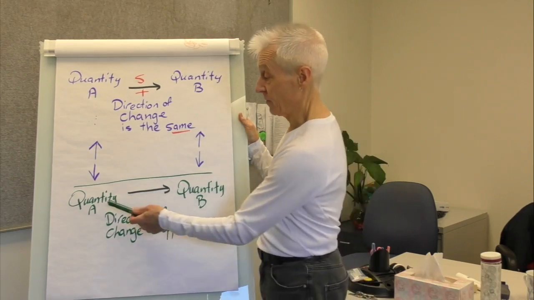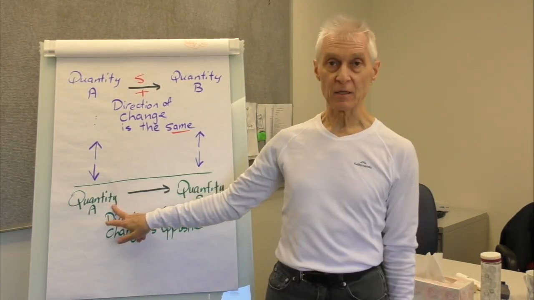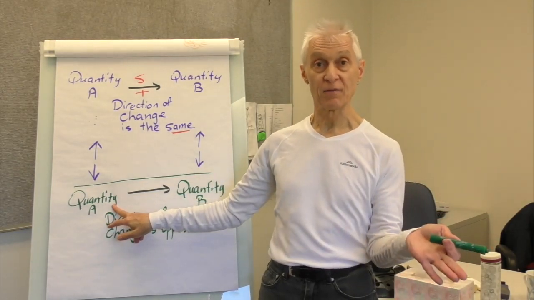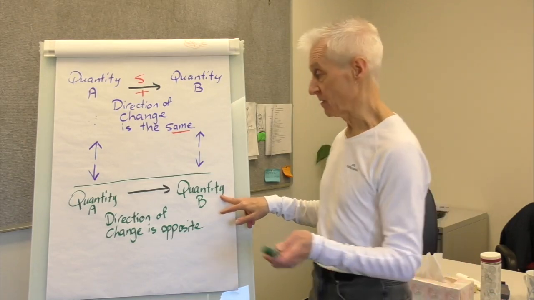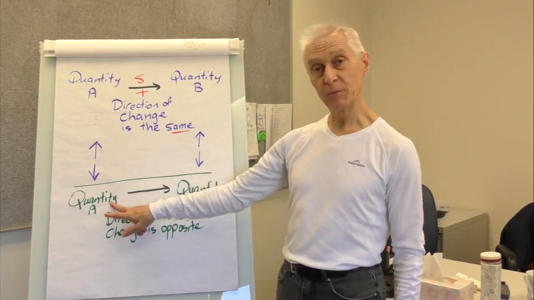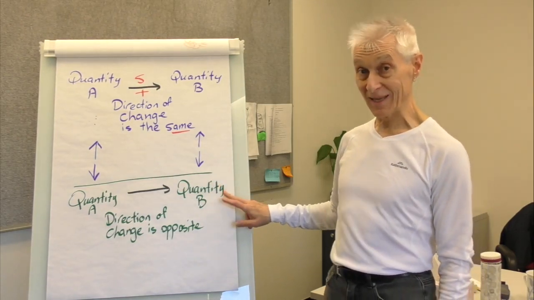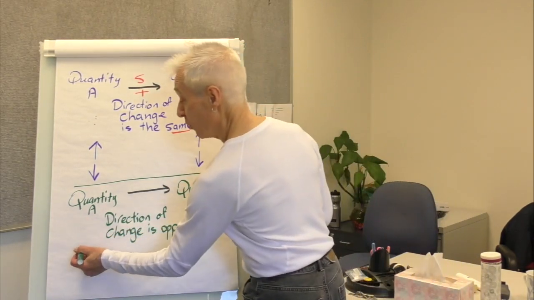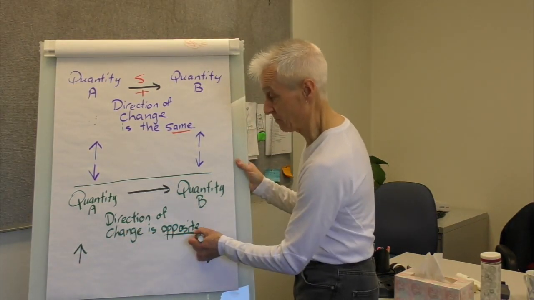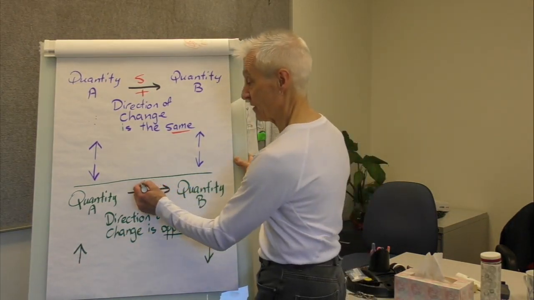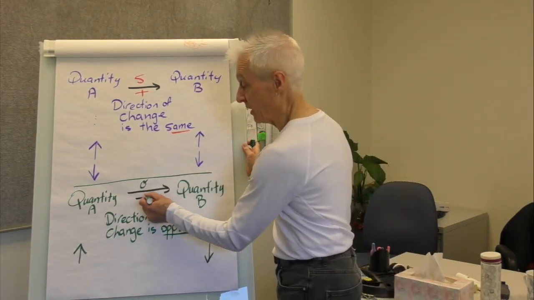So here we have quantity A, quantity B. Let's suppose in this example, quantity A is the number of people calling in sick for work, and this might be productivity of the workplace. So you might imagine that the more people who call in sick, the lower the productivity. So more of this means less of this, so we have an opposite relationship. We can indicate that on the arrow with O or with minus.